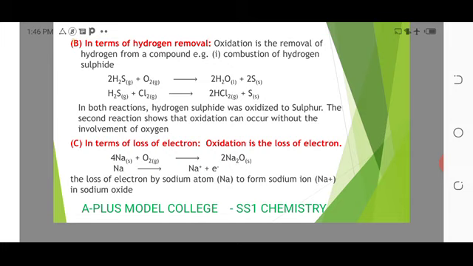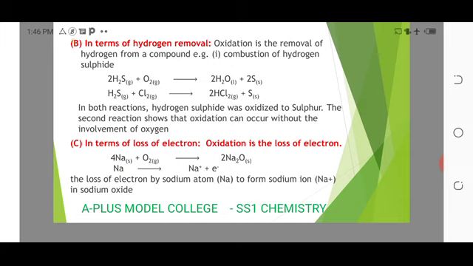The second reaction shows that oxidation can occur without the involvement of oxygen. So it is not necessary that oxygen must be present in a reaction before something is oxidized. Whenever hydrogen is removed, that substance is also oxidized.